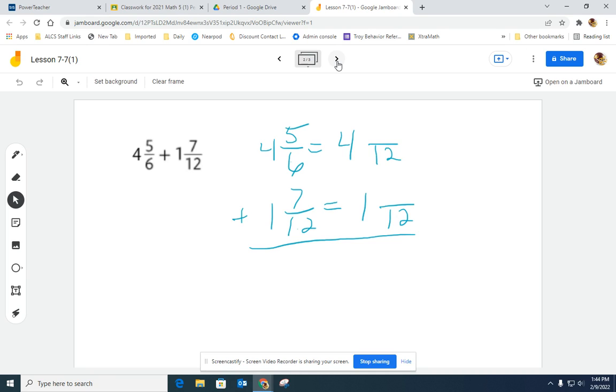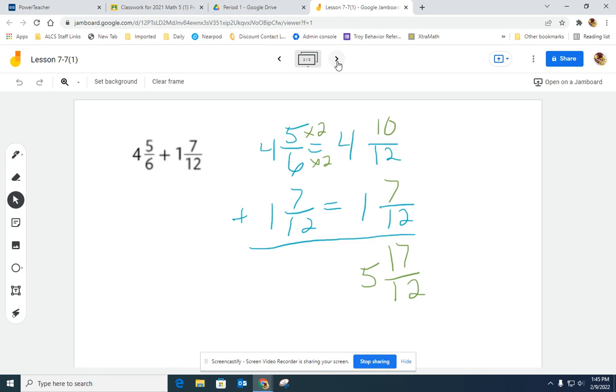Obviously, 12 times 1 is 12. 7 times 1 is 7. That stays the same. 6 times 2 is 12. 5 times 2 is 10. So now I'm going to add. I'm going to add 10/12 and 7/12. That is a total of 17/12. 4 plus 1 is 5.